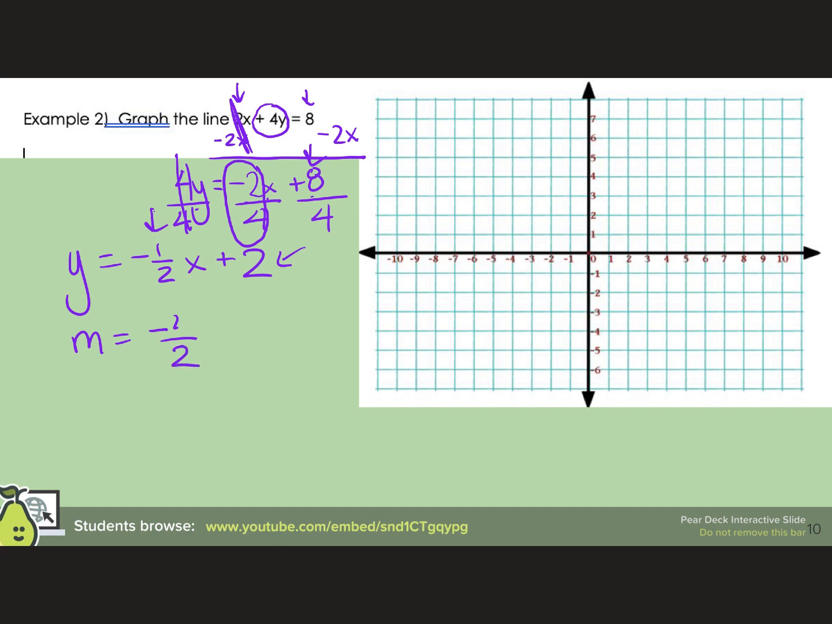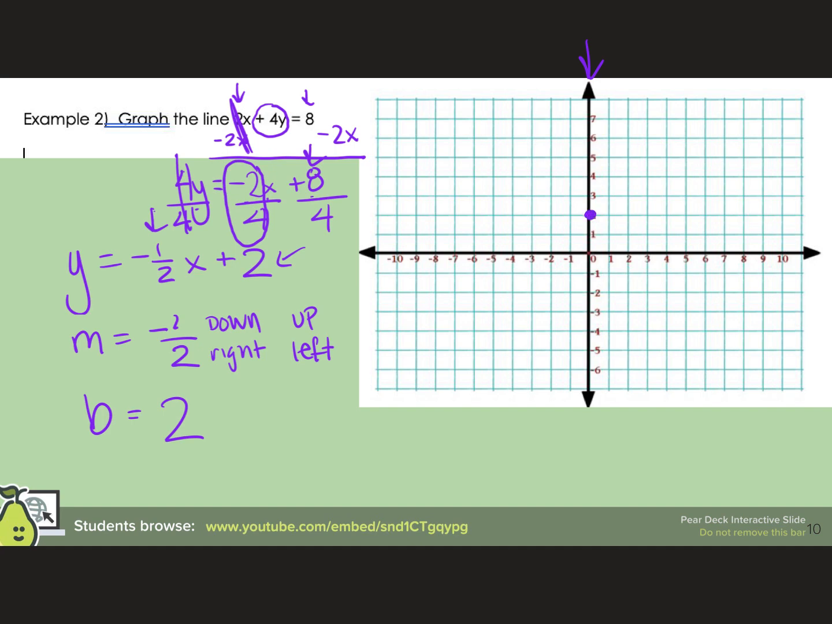So for a negative slope, I'm going down and to the right, or I could go up and left. Either one of those will give me a negative sloping line. And then my y-intercept is positive 2. Remember, put the y-intercept on the graph. Go to positive 2, put a point.